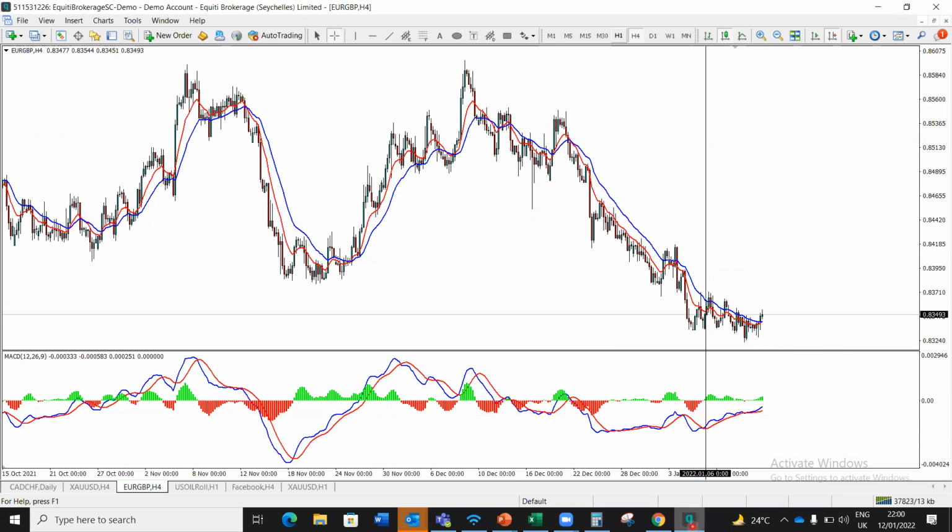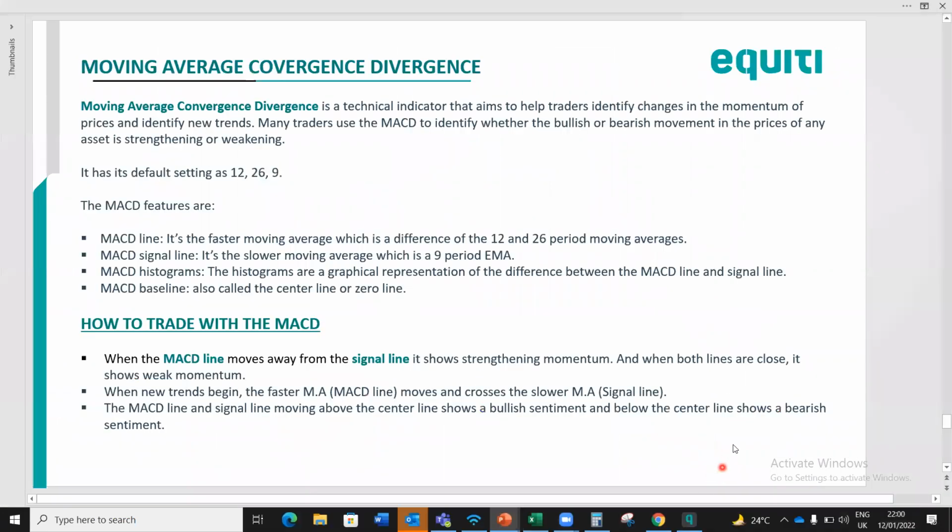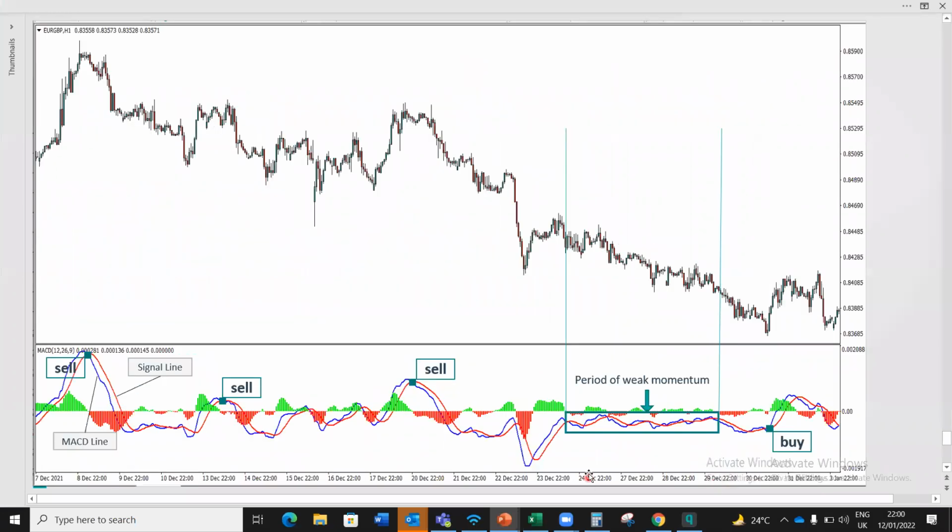All right. So this is how we can use the MACD. This is a perfect example. Whenever the MACD line crosses the signal line, it creates a sell opportunity, which invariably happened here that we saw.